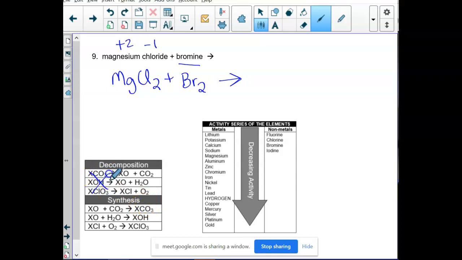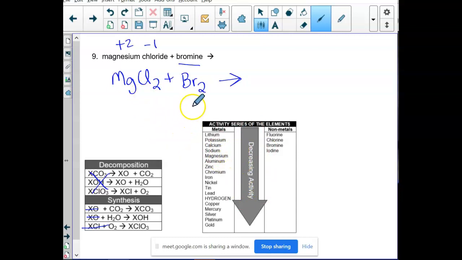It is not a decomp. It's not this one, it's not this one. It could be XCl. I have an XCl, but I don't have an O2, so it's not this synthesis. So my only option is to use the activity series chart. Remember, we can only use this if it's an element and a compound. We can't use this chart for two compounds, only for an element and a compound.